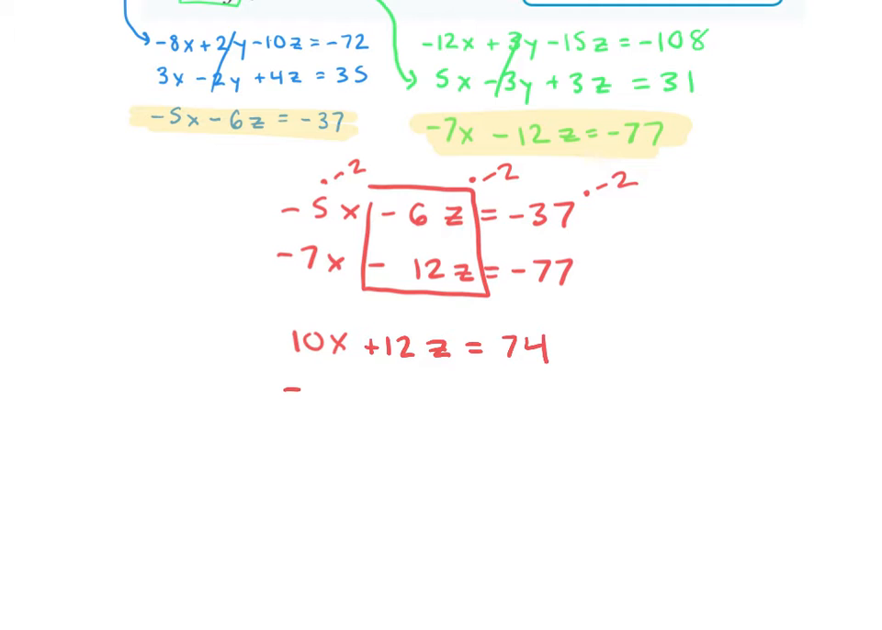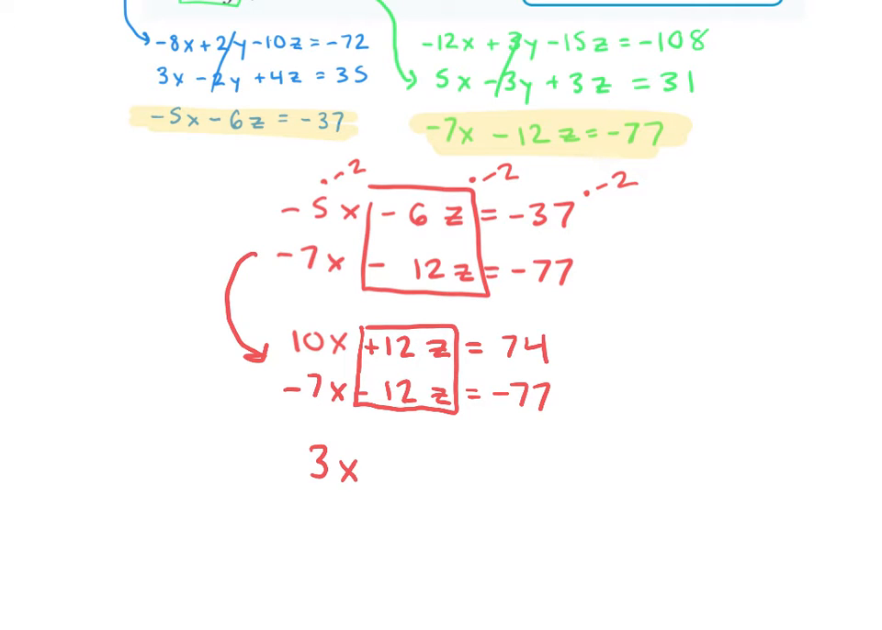And our second equation, so this one, I'm just rewriting it right below it so I can see when we combine it together. Now that we have a positive 12z and a negative 12z, we combine. What is 10x minus 7x? 3x.